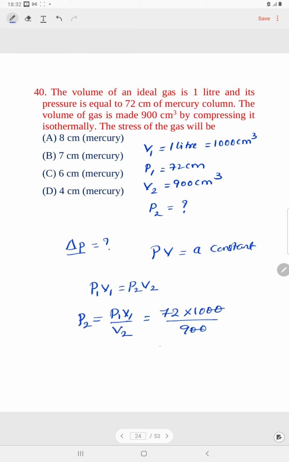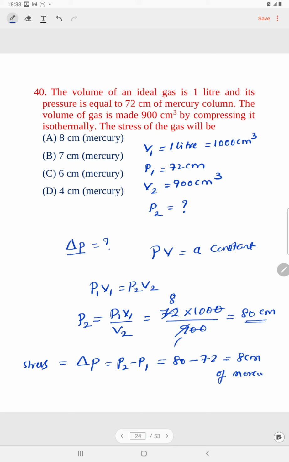These two zeros get cancelled. Okay, now 9 ones are 9, 9 eights are 72. So 8 into 10 is 80 centimeter of mercury. Now I want to find out the stress, and stress is equal to the change in pressure, which is nothing but P2 minus P1, and P2 is 80 whereas P1 is 72, which is 8 centimeter of mercury column. This is the stress, which is option A.